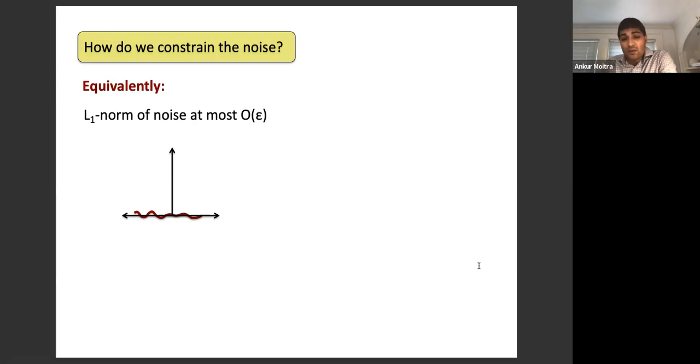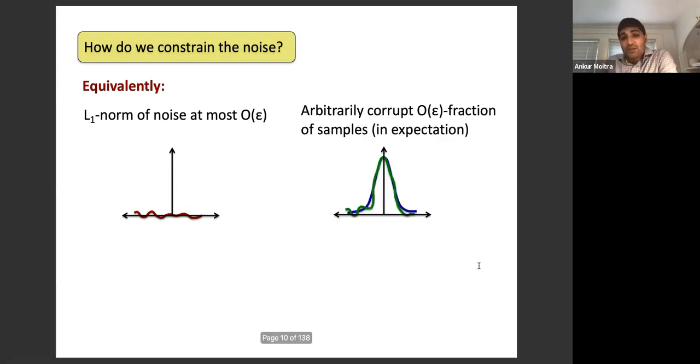So one thing you can do is take that little red twiddle that I added on top, and I could constrain its L1 norm. So I could say that that little twiddle of noise is O of epsilon in L1. Or alternatively, I could think about it as allowing an adversary to arbitrarily corrupt some fraction of the samples.